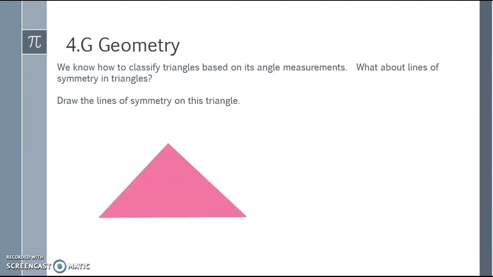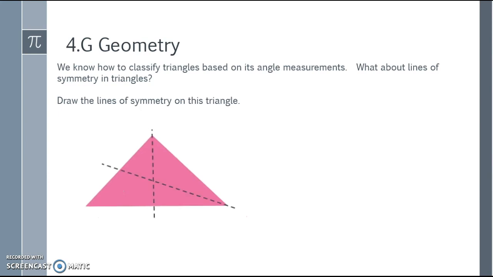Draw lines of symmetry on this triangle. I can draw a line of symmetry from the top vertex through the bottom. However, if I were to draw a line from this vertex across, if I were to fold that, it wouldn't be the same shape. This triangle only has 2 equal angles. These are the equal angles here and here, and we only have 1 line of symmetry.